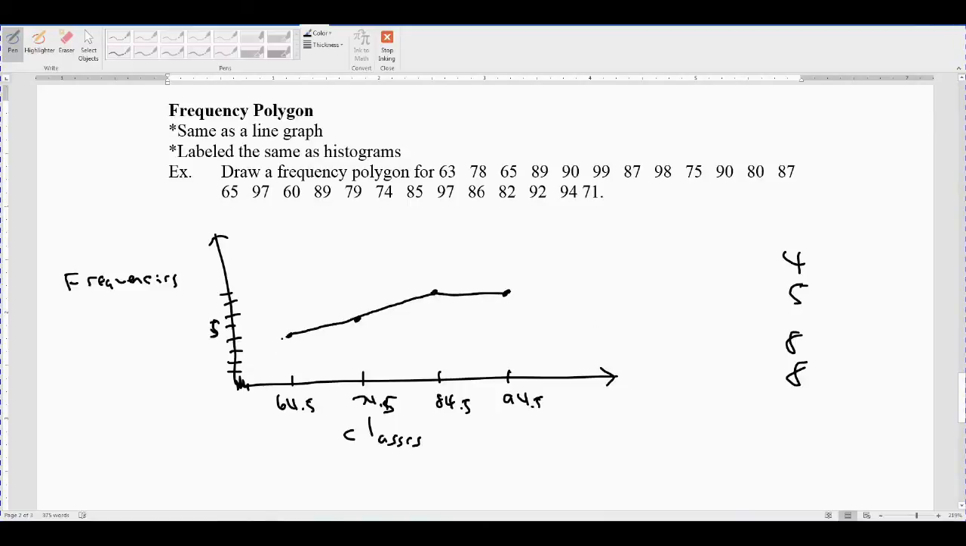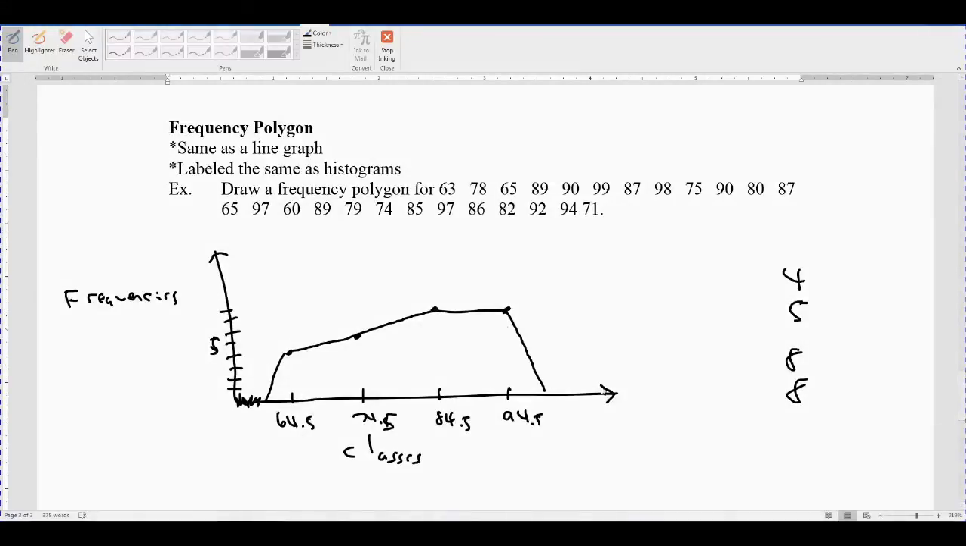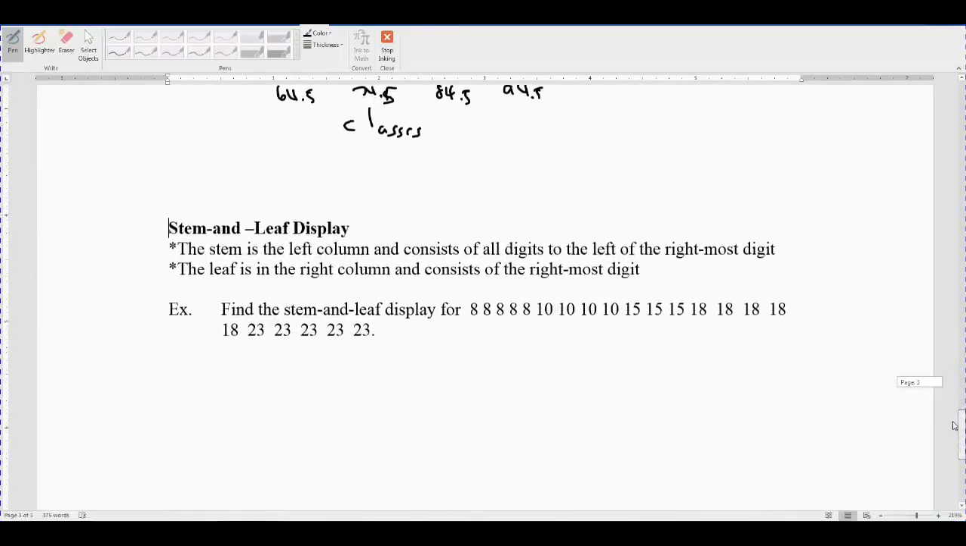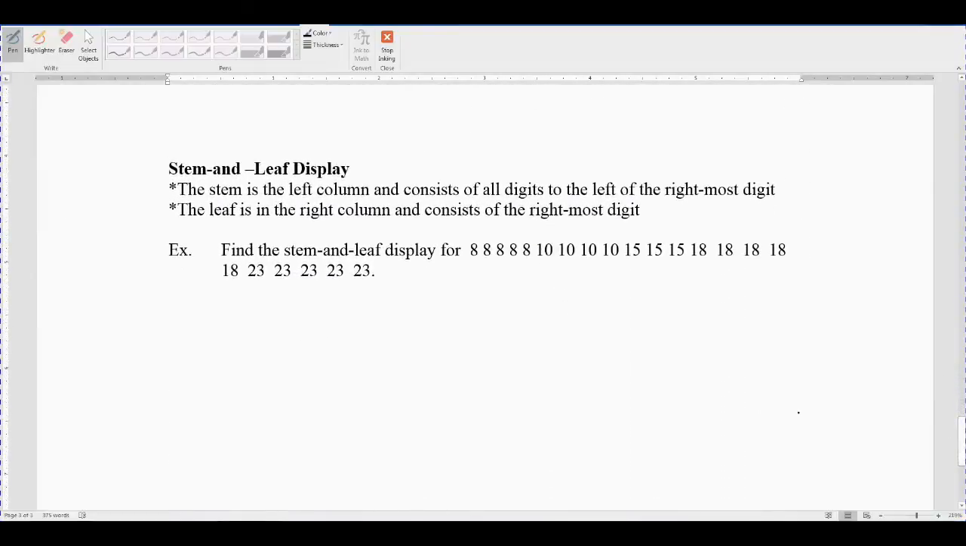Now, depending on your book, sometimes they'll bring it down. Yours may or may not. It just depends what class you're taking. And that's a frequency distribution, circle graph, histogram, and a frequency polygon. And we have one more graph to look at, the stem and leaf display.